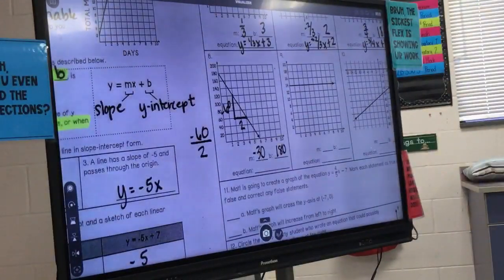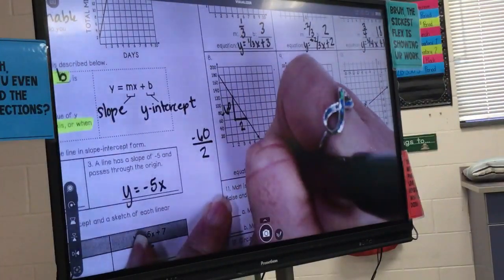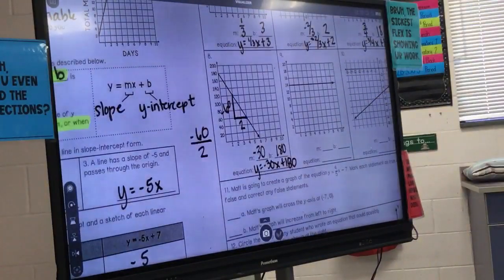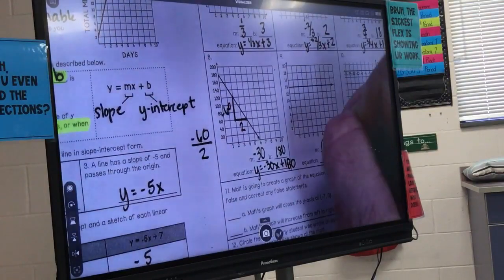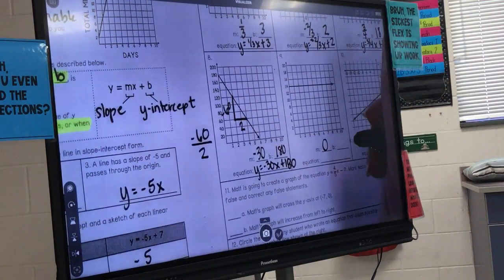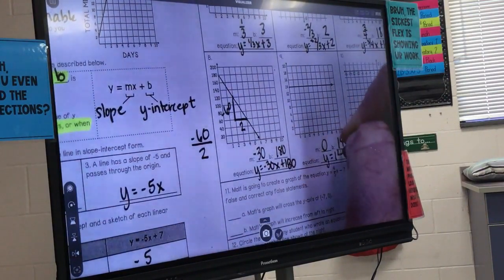So guys, please make sure that you have this written down because you are possibly going to see graphs again that have different numbers than just increasing by 1 on the y-axis. So this becomes y equals negative 30x plus 180. The next one, what is my slope? Audrey? 0. Does not increase or decrease, no rise over run. What is my y-intercept? 14. So my equation is y equals 14.